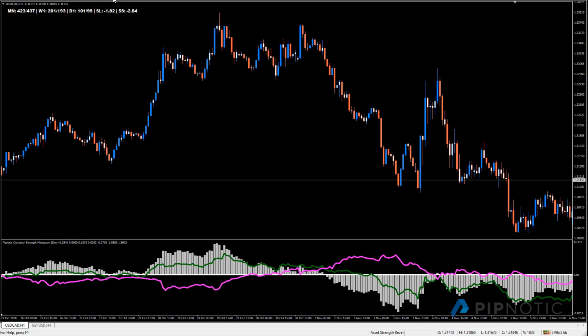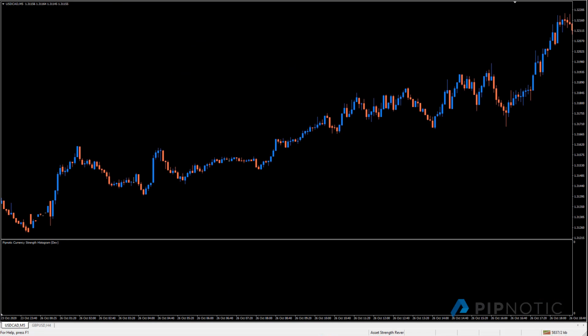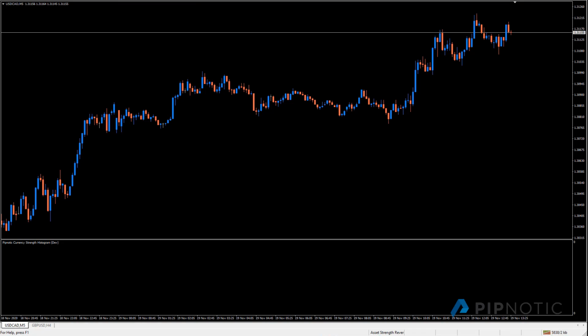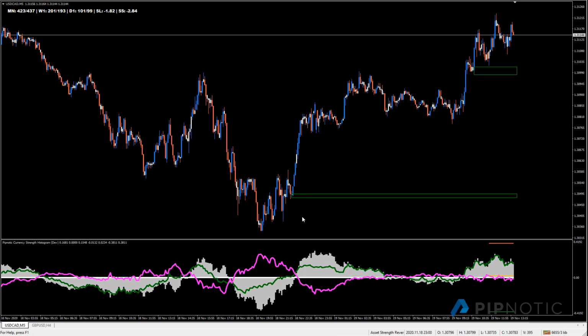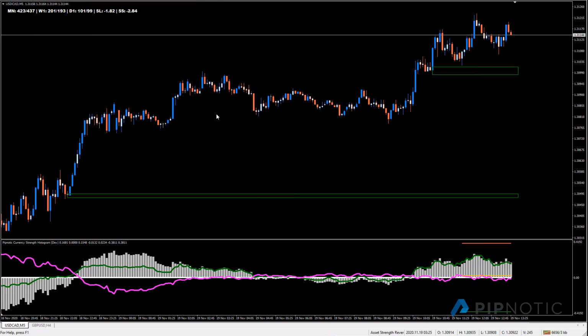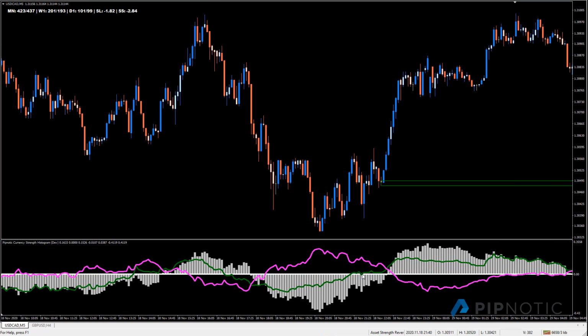Let's have a look on the 5-minute chart and see if we can see something that looks quite similar to this. Okay, so let's have a look at this one here. This is a really nice negative read. Let me zoom in a little and we'll scroll back. So we're seeing this again. We're seeing the histogram moving lower.